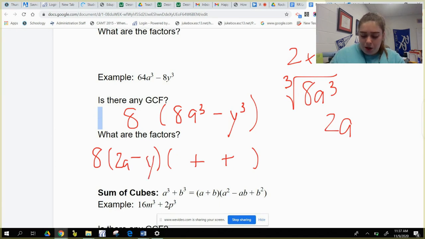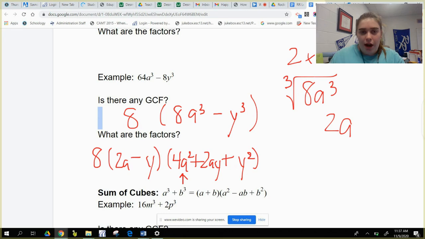Okay, and then remember this first term right here is going to be the first term that we had, which was 2a on the left over here, squared. So 2a squared would become 4a squared. Okay, now we're going to take our two terms we got in the binomial and multiply them together. So 2a times y, so we can just write 2ay. Okay, then our last term is the second term of the binomial squared, so that would just be y squared.